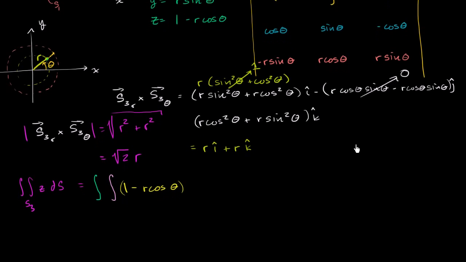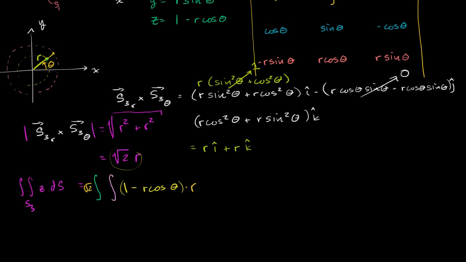1 minus r cosine theta. Oh, no, I have to do the times ds. ds is this thing, times dr d theta. So let's see, let's write this down. Times square root of 2 r. So this times the square root of 2 times r. And we can write the square root of 2 out front since it's a constant. So let me just do that. It simplifies things. Square root of 2 times r. And now dr d theta.